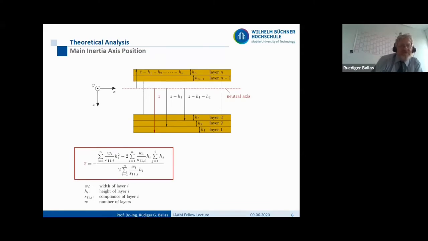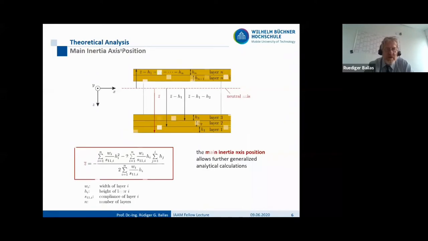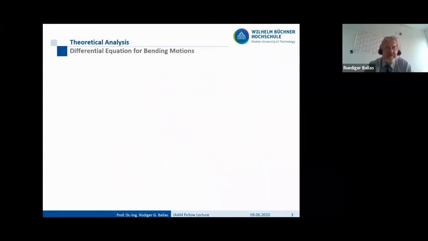That means you have the compliance of each layer. So if you have several layers, it doesn't matter which layers, they have different compliances. You can also assume different widths and different heights. When we go further on, the main inertial axis position will always be a value that can be seen in other calculations. So that is a very important mechanical quantity we need.